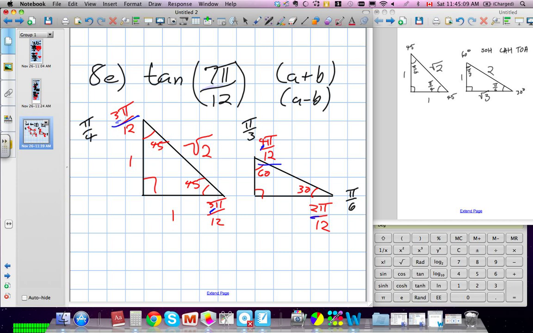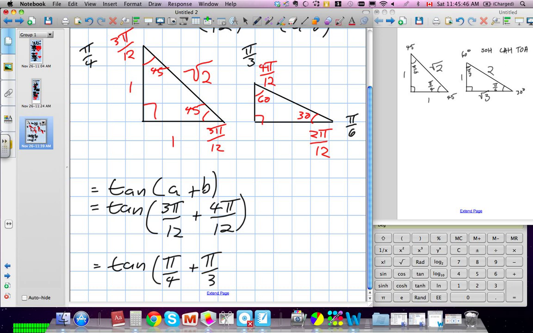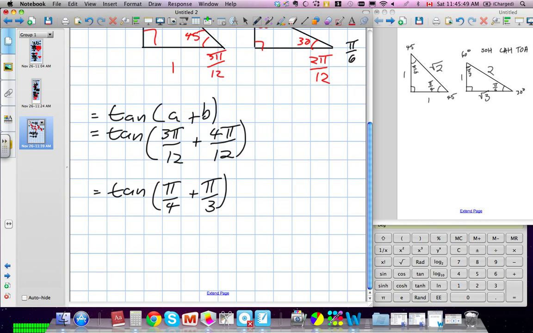Does that make sense? So we now have tangent. We know we're doing A plus B. We just said that out loud. We have tangent, and in this case, we're going to have 3 pi over 12 plus we said 4 pi over 12. And what I'm going to do is I'm just going to simplify it a little. So essentially it's going to become tangent of pi over 4 plus pi over 3. So now we're used to doing it the way we see our fractions.